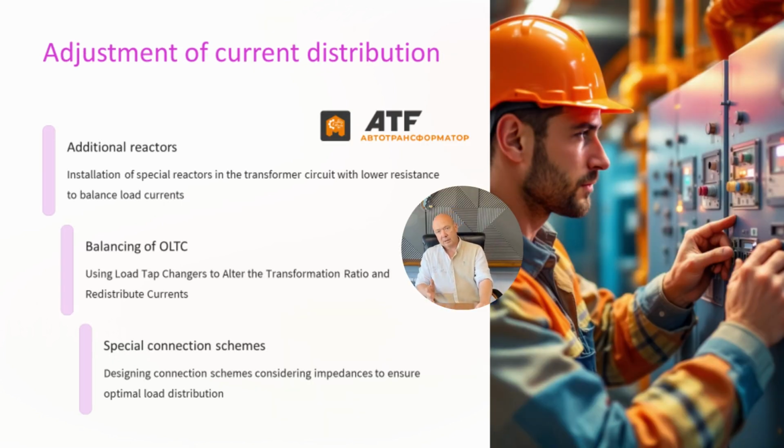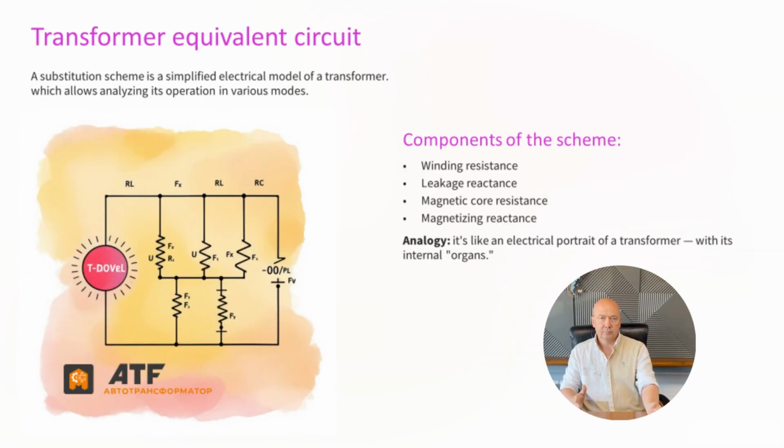Correcting current imbalance. To equalize currents between parallel transformers, engineers can use additional series reactors to raise the impedance of the stronger unit, load tap changers or OLTC to adjust voltage and balance power flow, and specific connection strategies that take impedance differences into account.